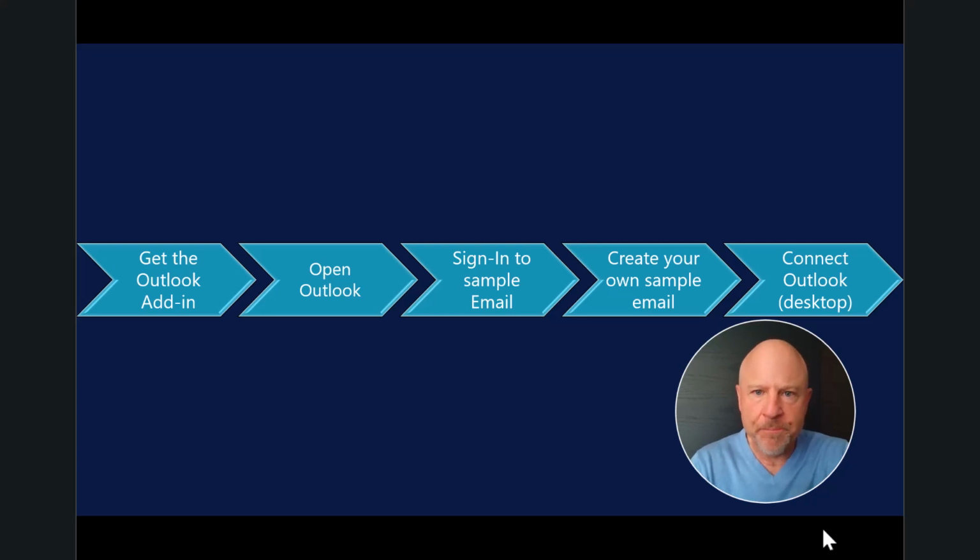Now, the first step in this video is going to be how you get the Outlook add-in. Then we're going to open up Microsoft Outlook. You'll sign into the sample email for the first time. I've also got an exercise for you to create your own sample email. And then I like to connect the desktop experience of Outlook. Now, just a little bit of a teaser, not captured here: there's a little bonus part of the video on how Copilot and Outlook can integrate in your demo. So stay tuned.